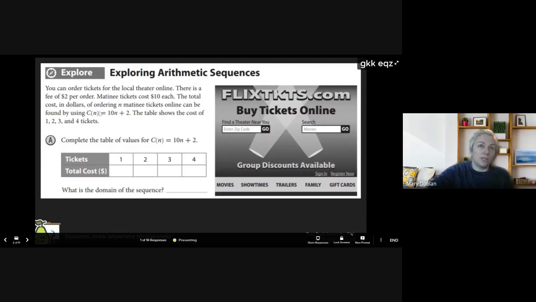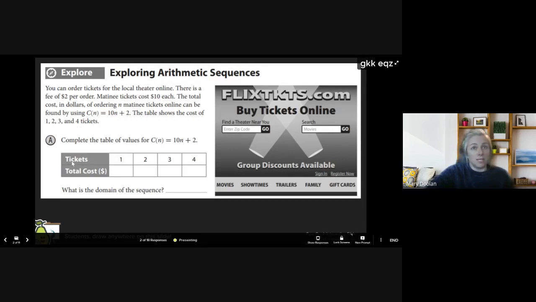So they're using the letter C here because we're talking about cost, all right? But this is also function notation. So if I had F of N here, it would be the same thing. And this is C of N is equal to 10 times N, where $10 is the cost of each ticket, N is the number of tickets, plus 2, because there is that $2 fee per order. So we can take the website's way of charging you and put it into a function, and then below there's a table that shows the cost of 1, 2, 3, and 4 tickets.